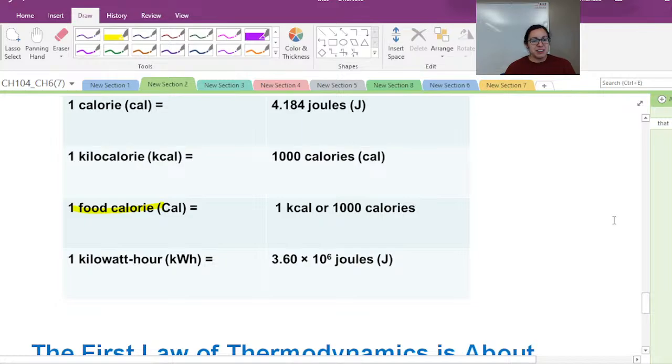And then if you wanted to think about kilowatt hours, if you can translate that from your electric bill to joules, 1 kilowatt hour is 3.6 times 10 to the 6 joules. So that's kind of fun.